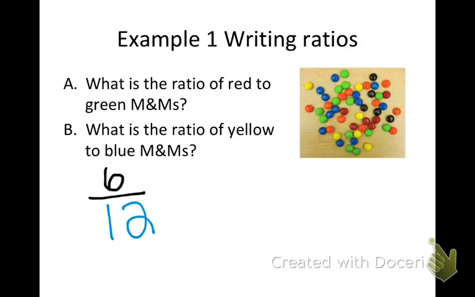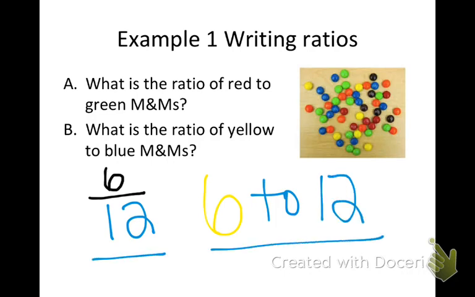So I can write my ratio that way. Remember, I can also write, hey, let's use yellow. I can also write it as 6 to 12. So there are many different ways that I can write my ratios. Now, is that one in the simplest form? Probably not. I could probably simplify that. For every 1 yellow, I have 2 blue M&Ms.